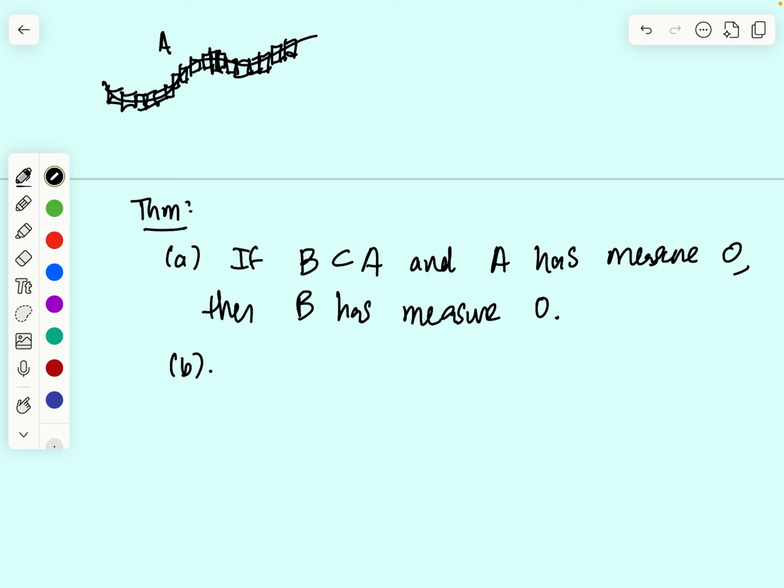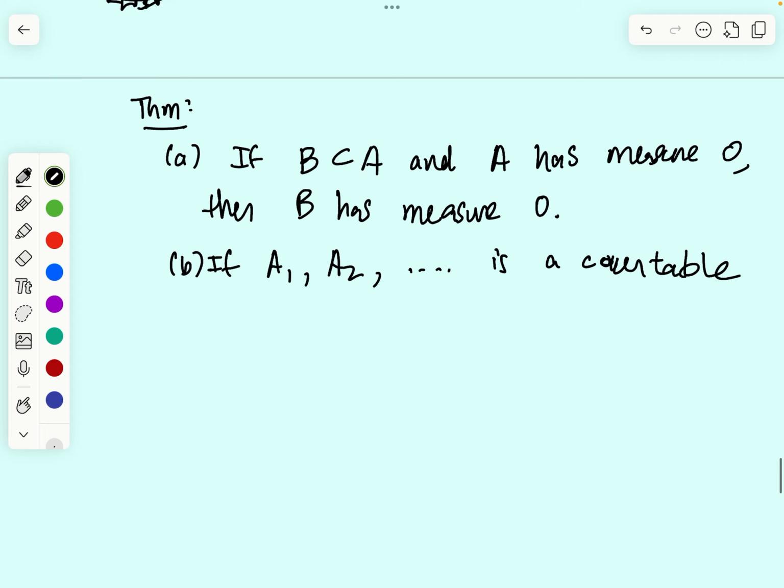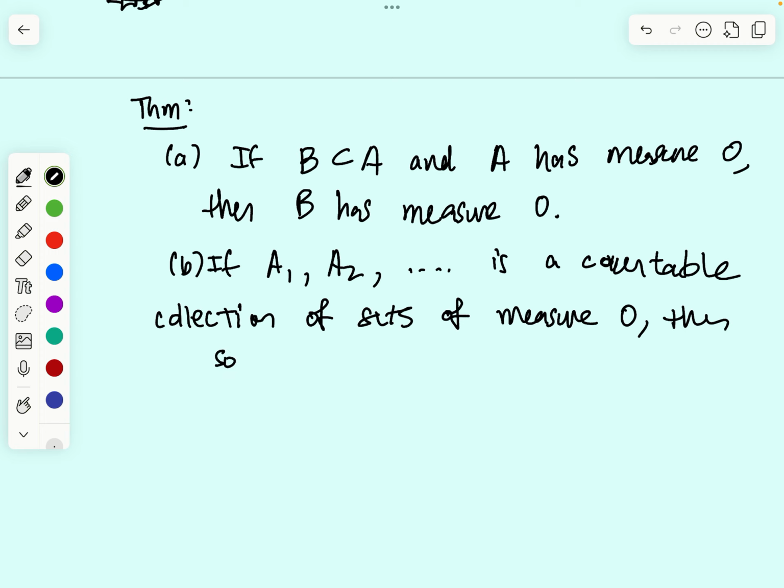And a countable union of sets of measure 0 also has measure 0. So if A1, A2, ... is a countable collection of sets of measure 0, then so is the union.